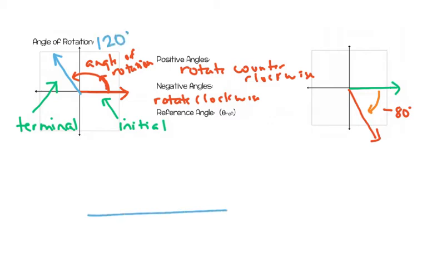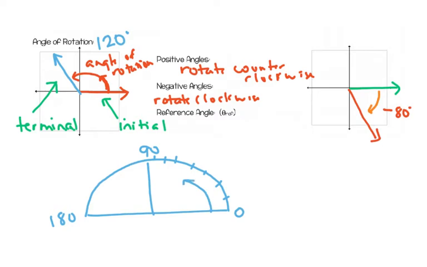If you think about a protractor, you have 0 degrees, and then this, of course, is 90 degrees, and this is 180 degrees. And so when you start going, you have 10, 20, 30, 40, 50, 60, 70. I didn't space that very well, but that's how that goes. And so that's the same idea with your angles of rotation.